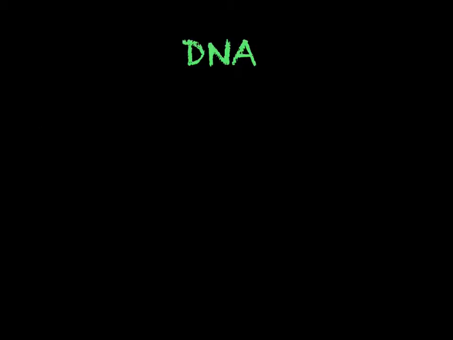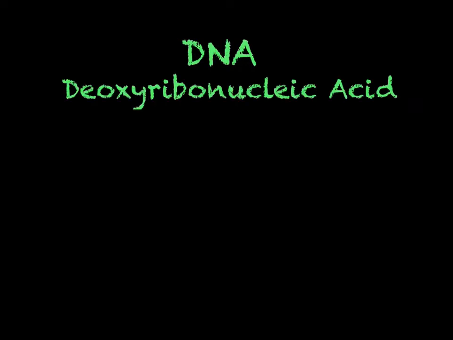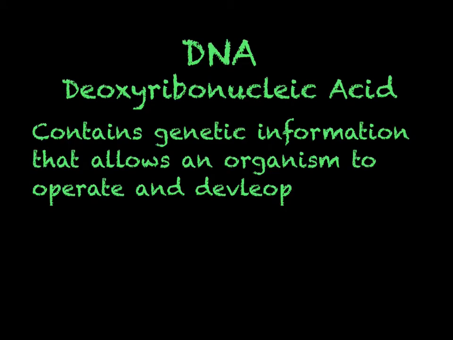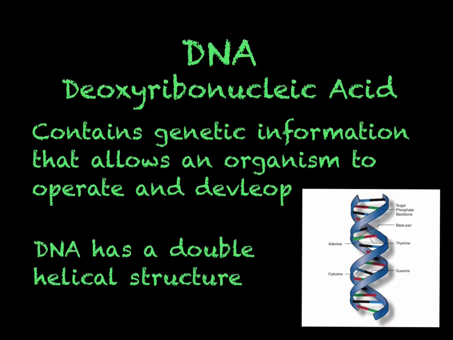Finally, we have DNA. DNA is deoxyribonucleic acid, and you will have come across it in biology. DNA is one of the most important molecules in the human body, or in most organisms. It contains genetic instructions that allow the organism to develop and operate. It's a large molecule and has a double helical structure, which we can see here. We will look at this structure in more detail on the next slide.